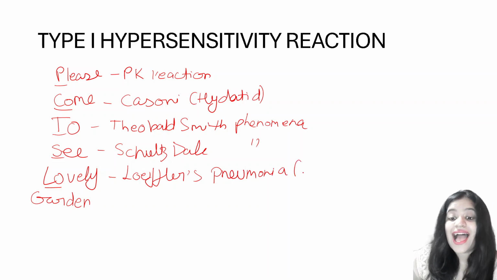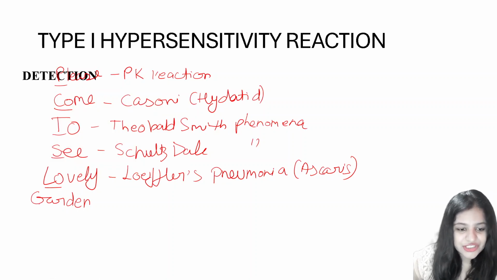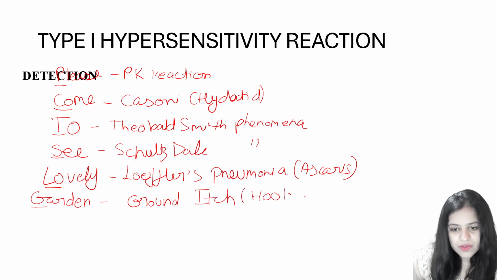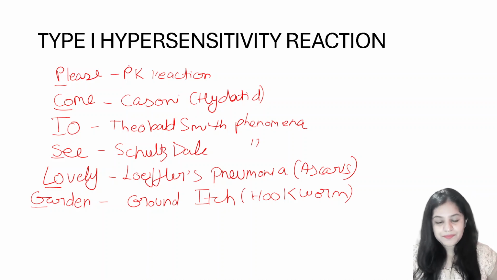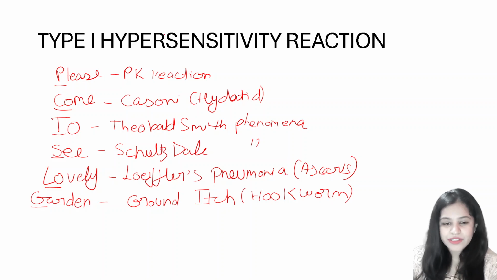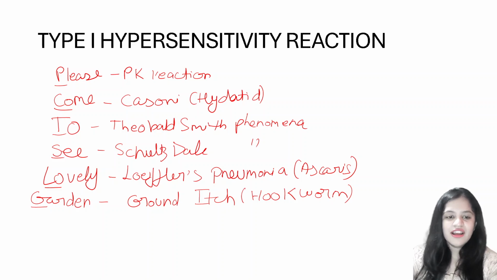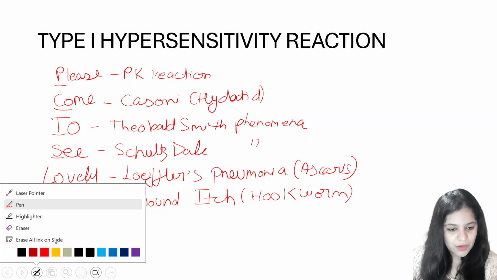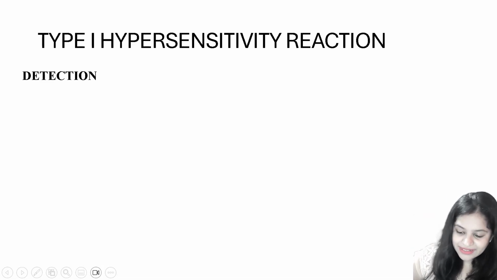You can see this in Ascaris infection. This G stands for ground itch, seen with which organism? Hookworm. So whenever you have to write examples of type 1, this is the list, apart from the ones I have already told you, that is, please come to see lovely garden. Although systemic anaphylaxis and atopy you can still remember, this is the tricky part. So we'll go ahead. How do you detect your type 1 hypersensitivity? We can detect it by your skin prick test.